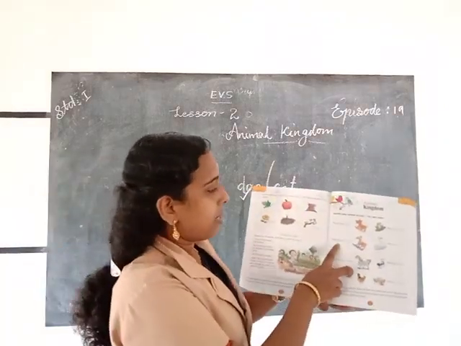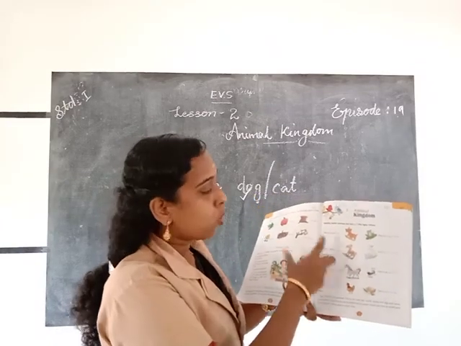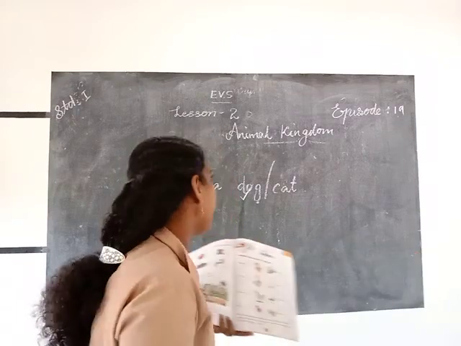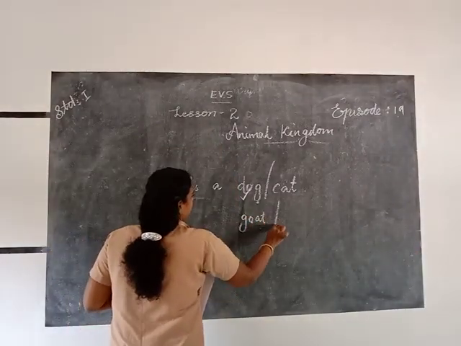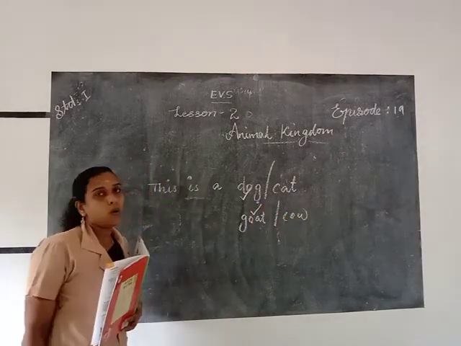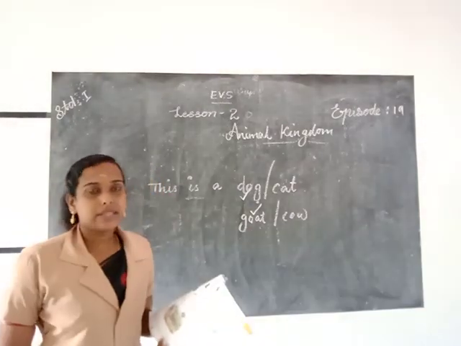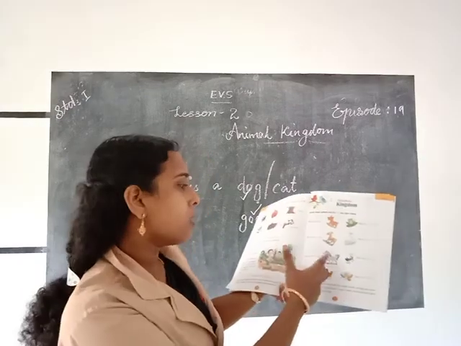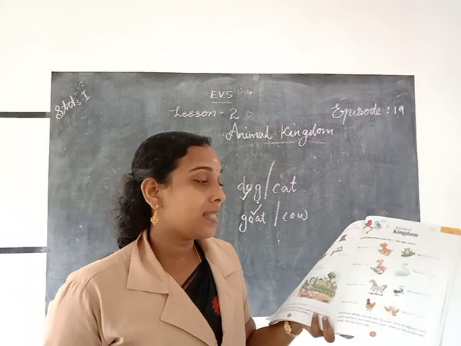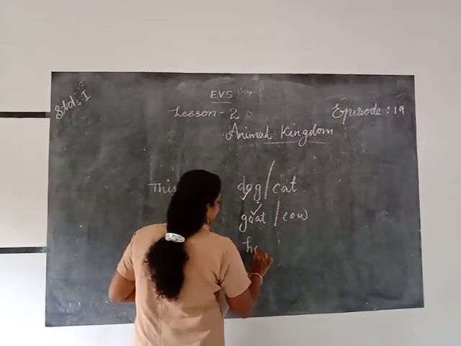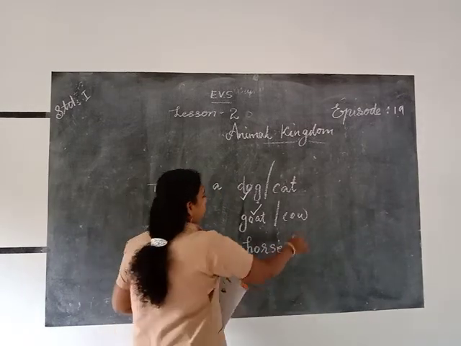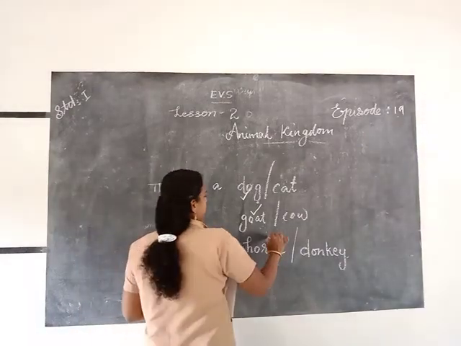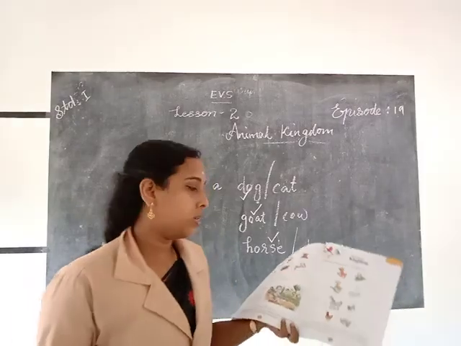Then the next question. Here is the picture. Is this a goat or cow? It's a goat. So you take the option goat, G-O-A-T, goat. Next picture: is this a horse or donkey? This is a horse. H-O-R-S-E, horse, or donkey, D-O-N-K-E-Y. The correct option is horse. So we take the option horse.